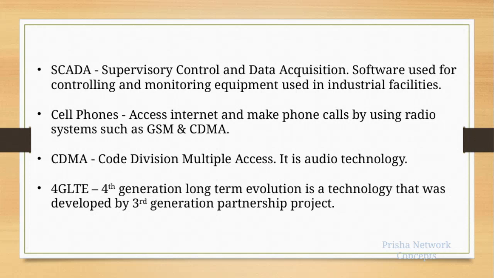Let's take a closer look at some of the key concepts in the Prisha network. First, we have SCADA, which stands for Supervisory Control and Data Acquisition. This is a crucial software system used in industrial facilities to control and monitor equipment remotely. It helps ensure everything runs smoothly and efficiently by providing real-time data and control capabilities. Next, we have cell phones. These devices allow us to access the internet and make calls by utilizing radio systems like GSM and CDMA. These technologies are what enable our mobile communications to be fast and reliable, connecting us to the world wherever we are.